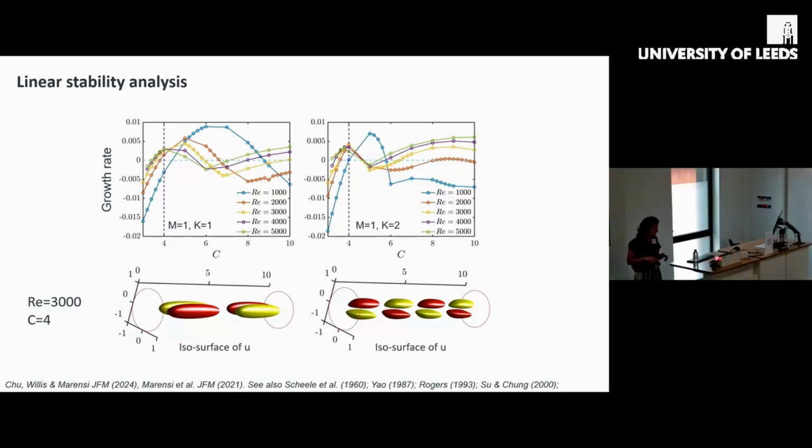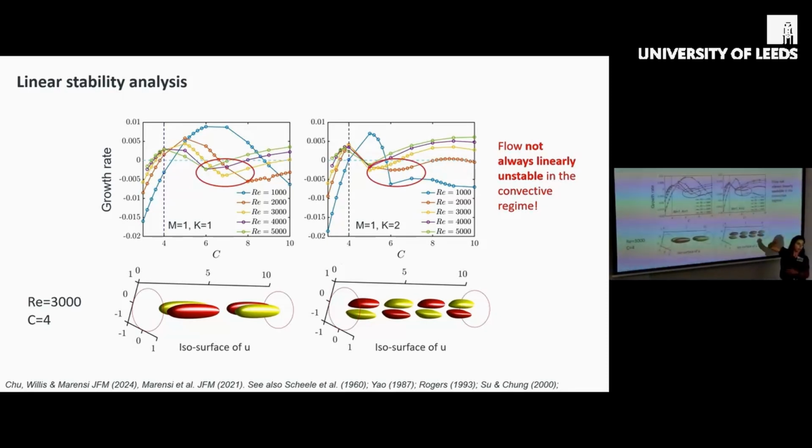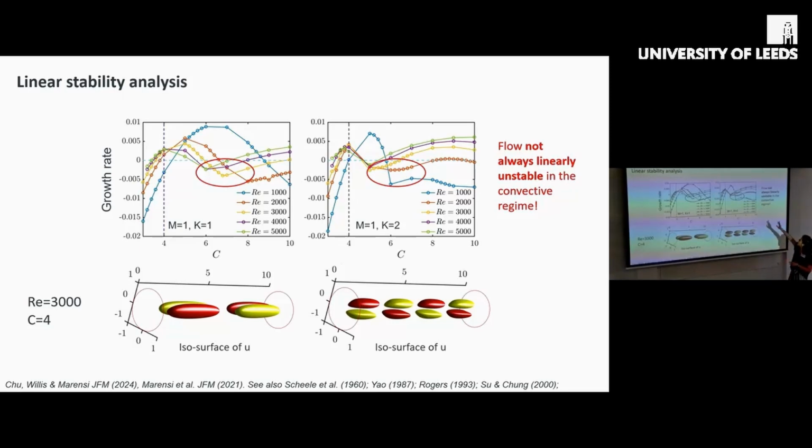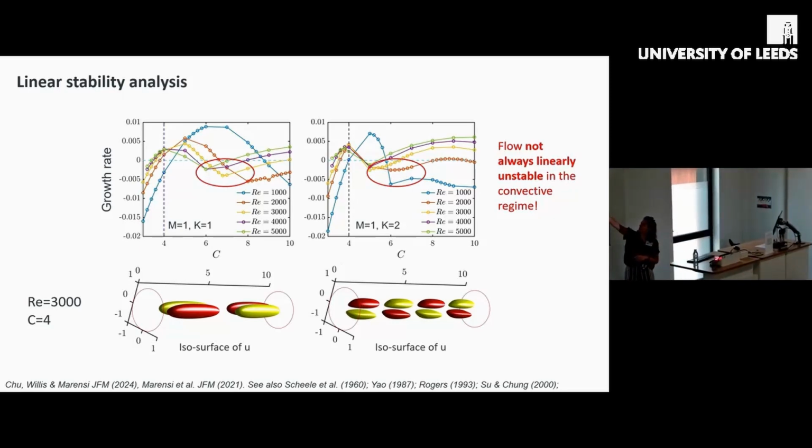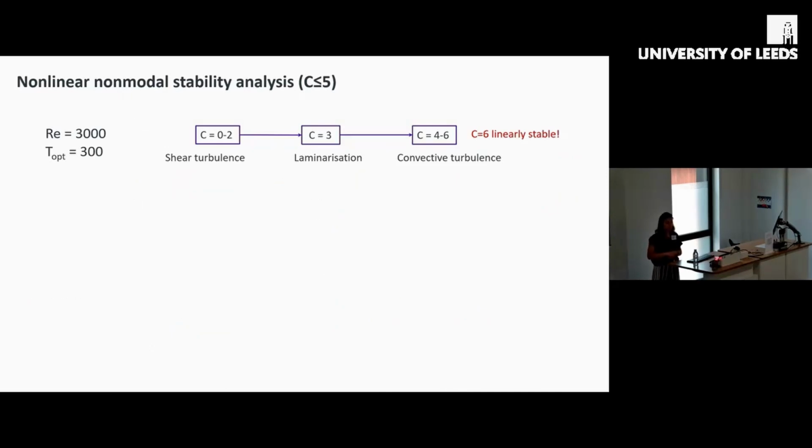But interestingly, we see that these eigenvalue or growth rate plots show quite complex behavior. The flow is not always linearly unstable for C greater than 4. So it appears first at C equal 4, but it's not always linearly unstable for C greater than 4. So we have a region of restabilization around C equal 5 or 6, depending also on the Reynolds number. So we want to exploit this to perform nonlinear, non-modal stability analysis in the case of the heated pipe.